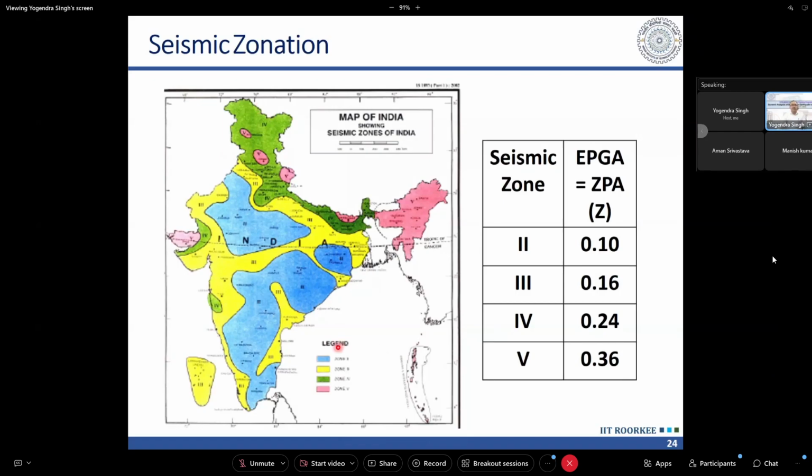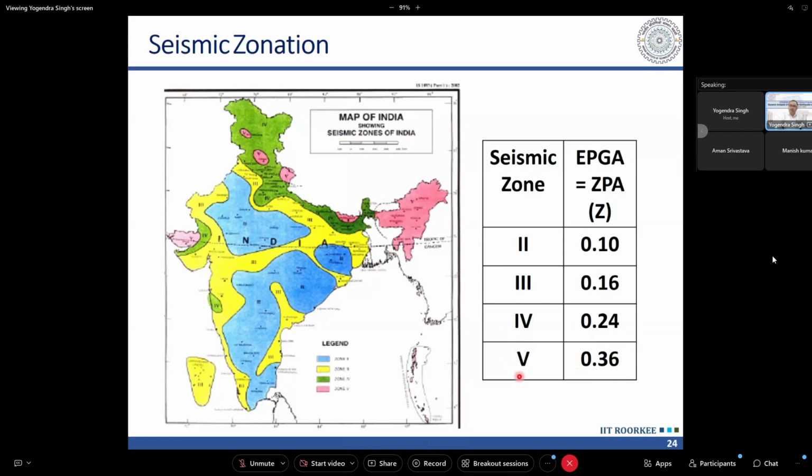Now you may be familiar with the current zoning map. In the current zoning map, the whole country is divided into 4 zones, starting from zone 2 to zone 5, and the maximum value of Z is given as 0.36. So this Z is fed as a factor, but actually what it is representing is the value of PGA or ZPA, zero period acceleration, in terms of g. So 0.36 g is the mean value of zero period acceleration, which is obtained from DSHA, because currently the code is based on DSHA. So using DSHA, this value of 0.36 g in zone 5 has been obtained.